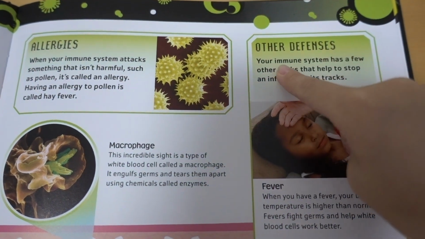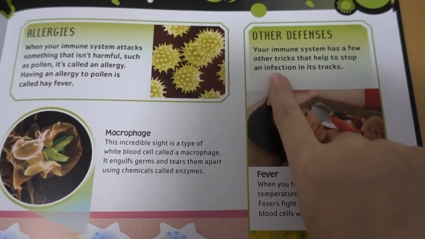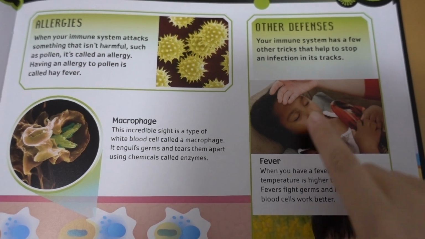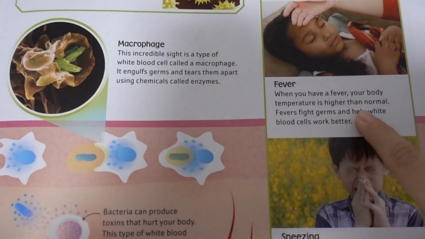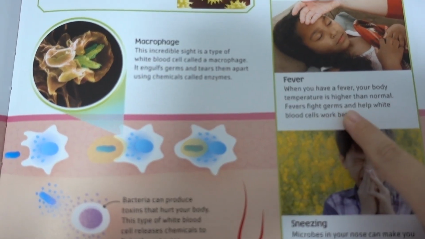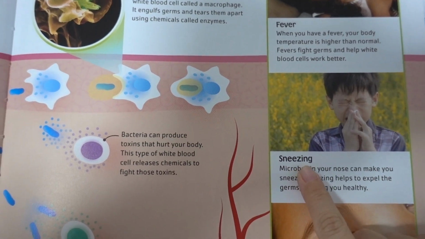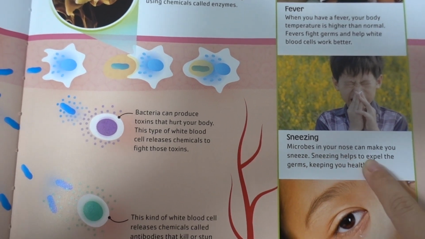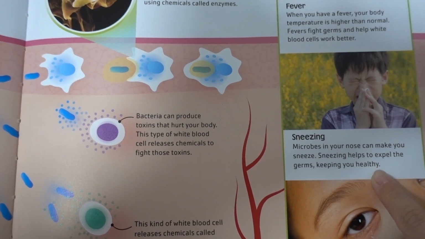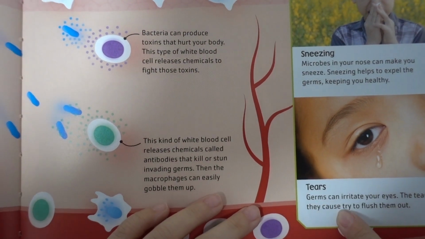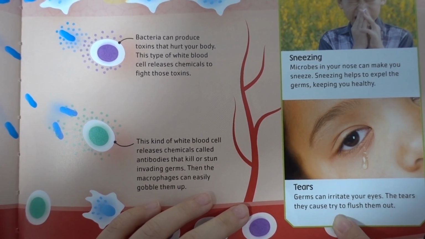Other defenses. Your immune system has a few other tricks that help to stop an infection in its tracks. Fever. When you have a fever, your body temperature is higher than normal. Fevers fight germs and help white blood cells work better. Sneezing. Microbes in your nose can make you sneeze. Sneezing helps to expel the germs, keeping you healthy. Tears. Germs can irritate your eyes. The tears they cause try to flush them out.